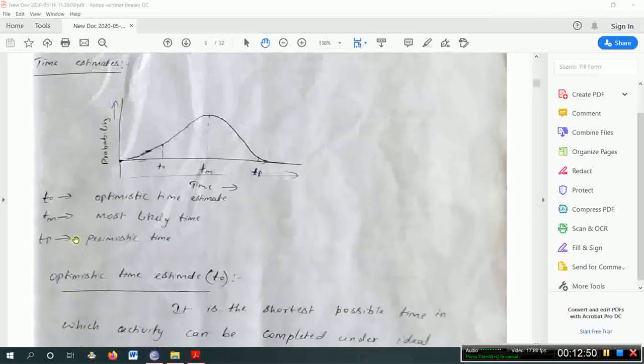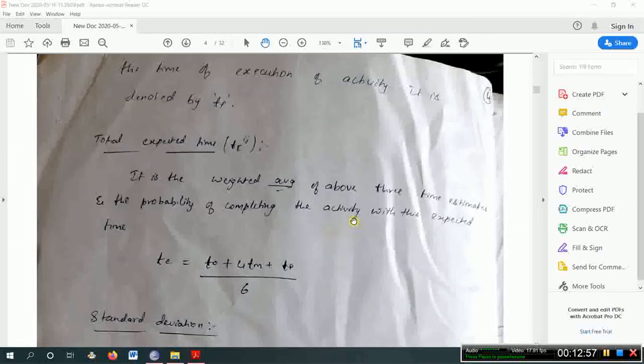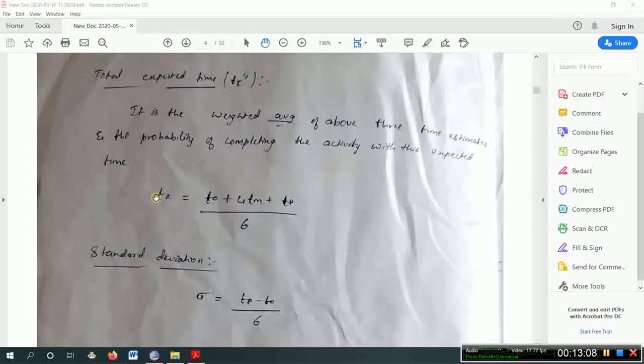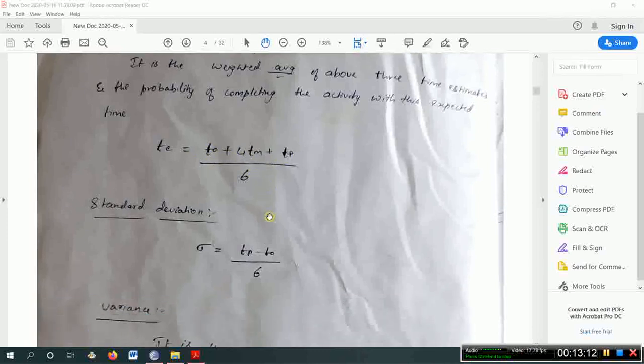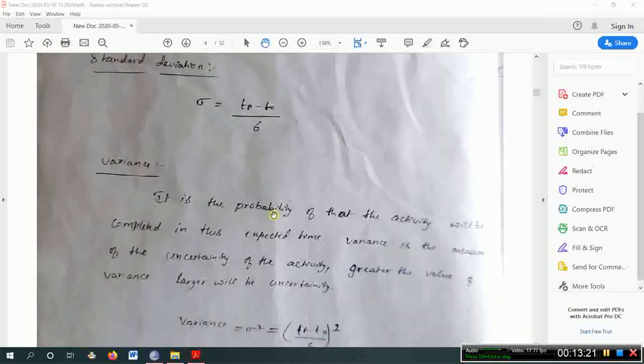They have to take all three time estimates to complete any activity, and then find the total expected time for that activity. For that there is a formula: t is equal to (T0 plus 4Tm plus Tp) by 6. And the standard deviation sigma is equal to (Tp minus T0) by 6, where Tp is the pessimistic time and T0 is the optimistic time.